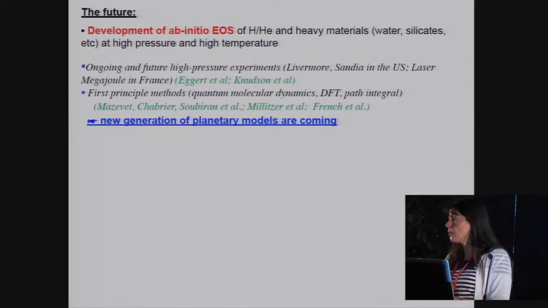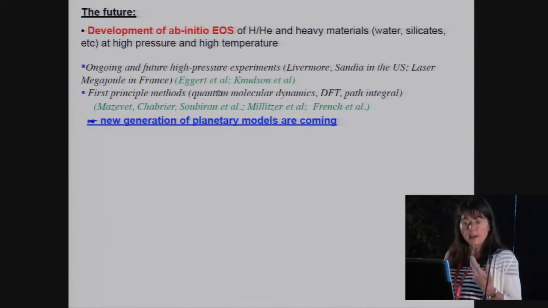We'll have very soon very new accurate equations of state, and they are not only laboratory experiments which are helping this. For example, we have the Laser Megajoule in France, which actually can test directly matter at pressures which are characteristic of Jupiter and Saturn. And also, we have first principle methods which are being developed. So a new generation of planetary models are coming due to those efforts with equation of state and improvement.